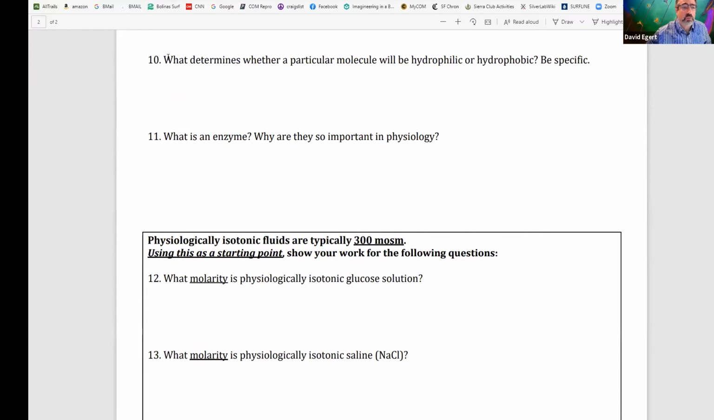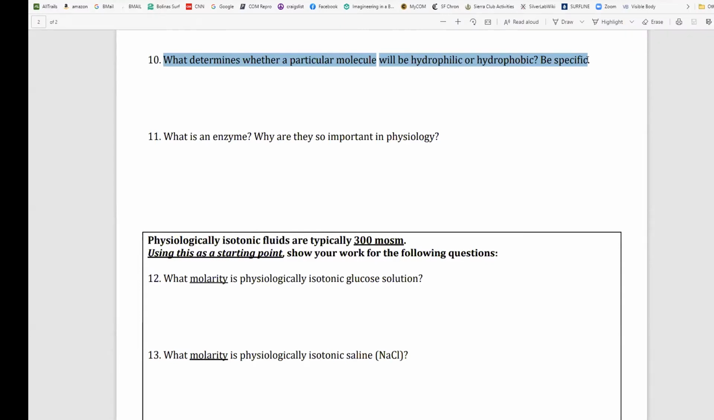What determines whether a particular molecule is hydrophobic or hydrophilic? What is the core thing you need to look at? What property of a molecule will help you determine whether it's going to dissolve in water or not? Polarity. Polar, non-polar. Some people kind of spun it around.